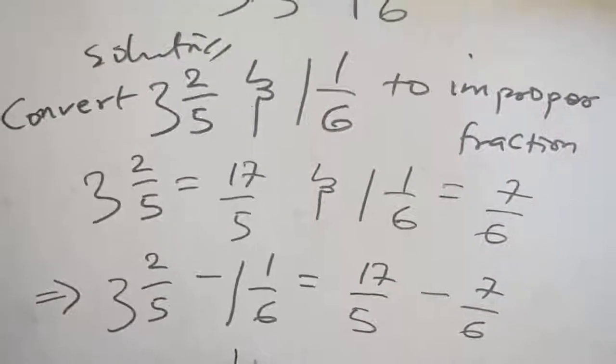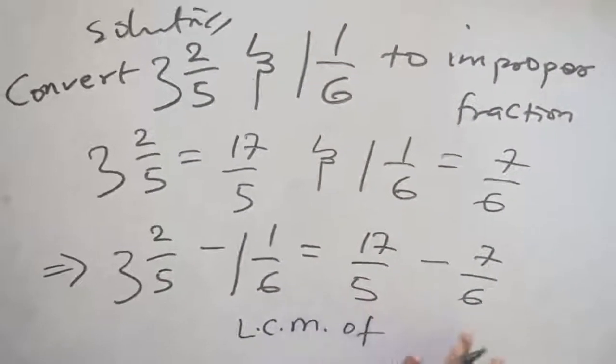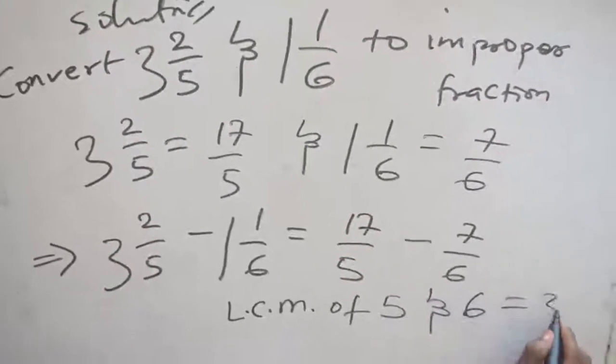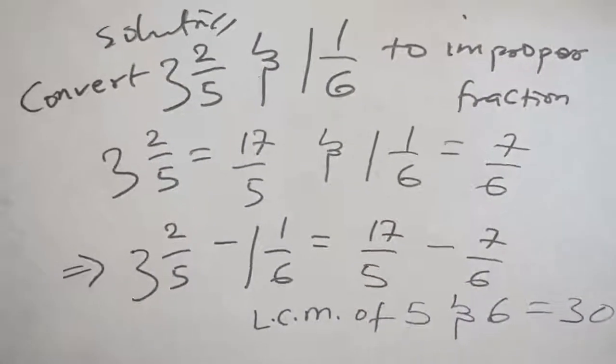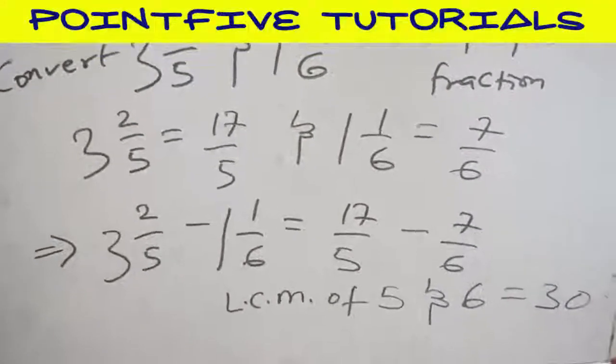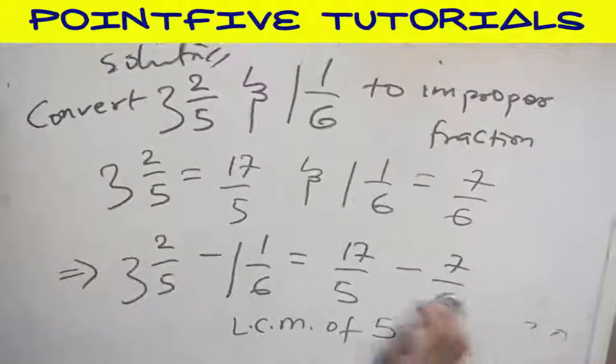The next thing is to get the LCM of the denominators. We have denominators 5 and 6. LCM of 5 and 6 is nothing but what? 30. This is the LCM. Absolutely, very simple. There is virtually no big deal to what we have on board. Okay, so let me make room to give a rundown to this.